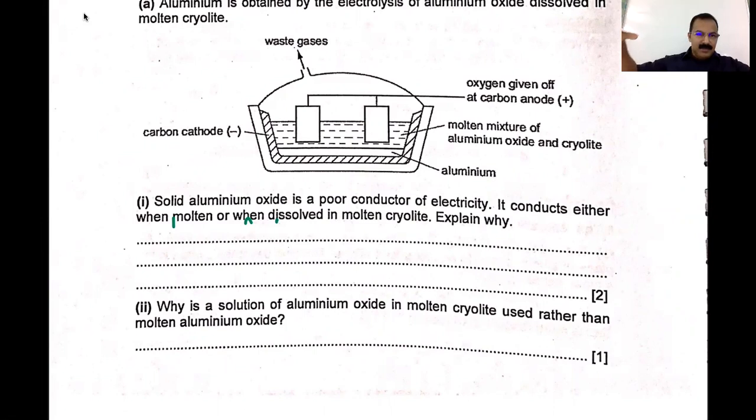So you can say that it brings down the melting point, but since they are already comparing the melting point, it is better to talk about the ionic movement. Movement of the aluminum and oxide ions will be much faster when mixed with the cryolite.